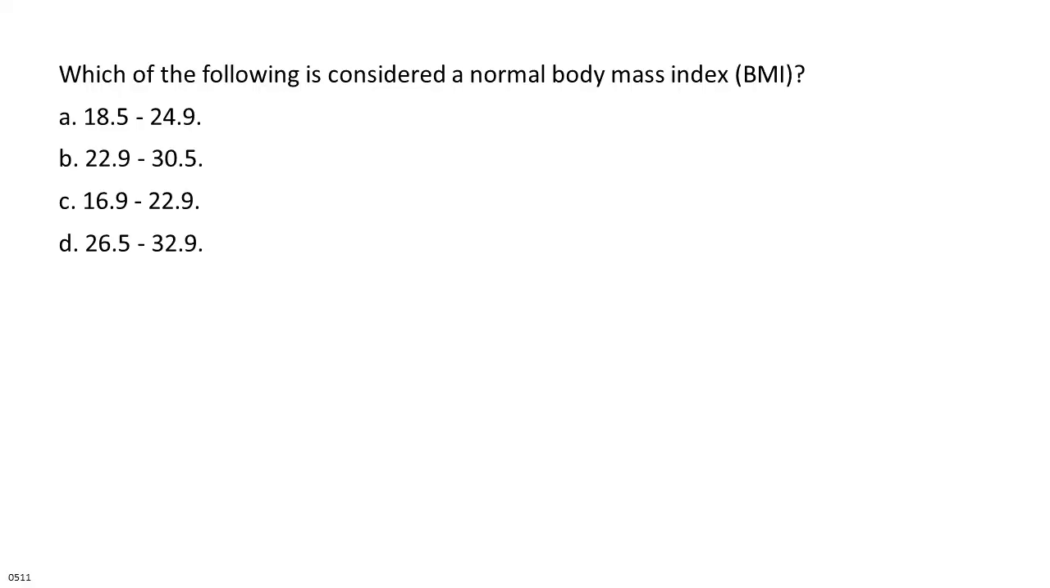Which of the following is considered a normal body mass index, BMI? A. 18.5 to 24.9. B. 22.9 to 30.5. C. 16.9 to 22.9. D. 26.5 to 32.9.